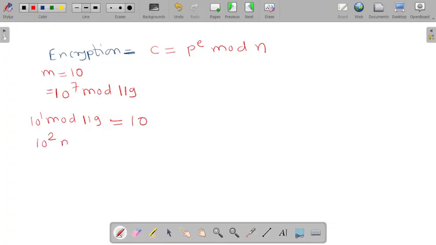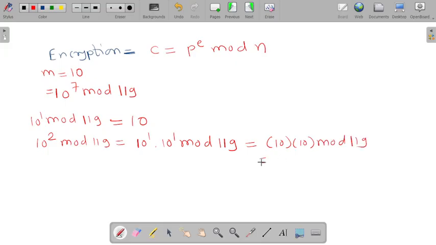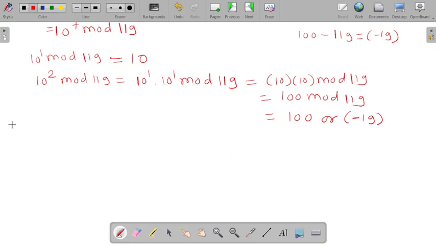Then we can calculate 10 raised to 2 mod of 119, which is equal to 10 raised to 1 into 10 raised to 1 mod of 119. So we get 10 into 10 mod of 119, that is 100 mod 119. The answer will be 100, or if we calculate 100 minus 119, we get minus 19. So I can write these two answers here, 100 and minus 19.